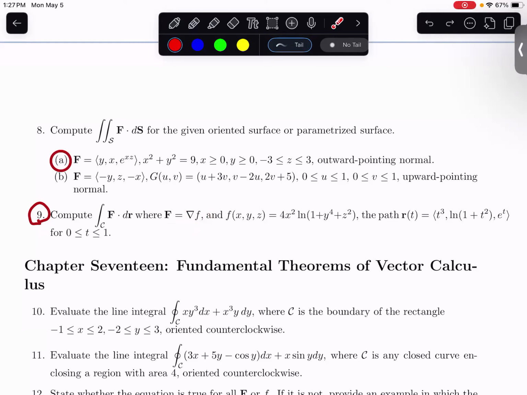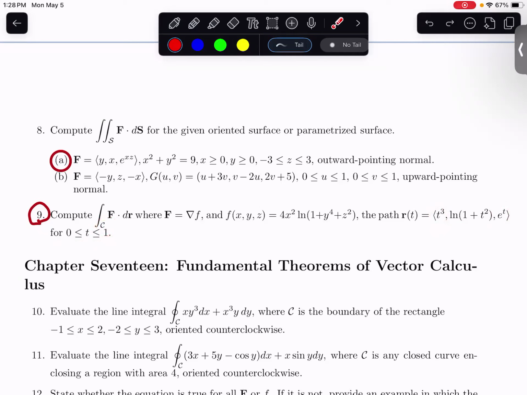And then we're given some more information. It tells you that the scalar function f is given by 4x squared times the natural log of 1 plus y to the 4th plus z squared. We're also given the path r, so the curve C is parameterized by r of t, where the first component is t cubed, then the natural log of 1 plus t squared, and then e to the t, where t ranges from 0 to 1. The first thing we should do is check whether C is a closed curve or not.